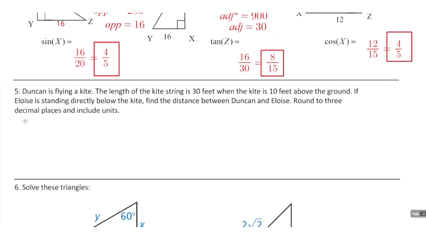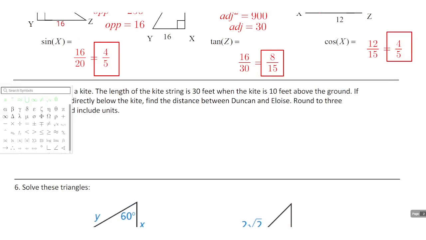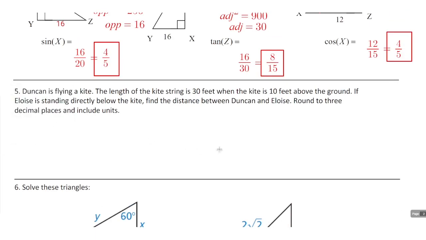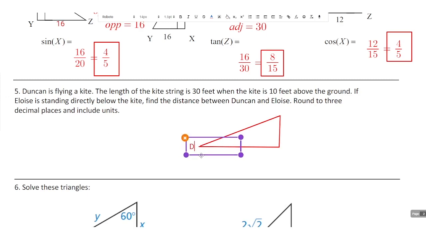Number 5 says Duncan is flying a kite. The length of the kite string is 30 feet when the kite is 10 feet above the ground. So let's start to draw a little diagram. Okay, so the kite string, if my person is here, I'll just put Duncan here. I'll label this one D for Duncan. And the kite is over here. We'll call that K for kite.